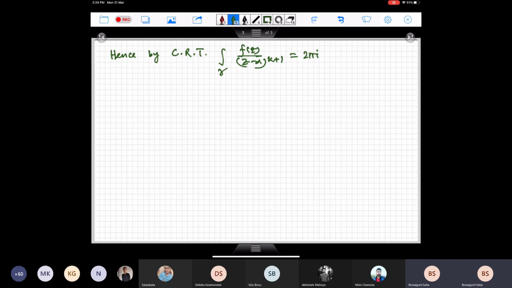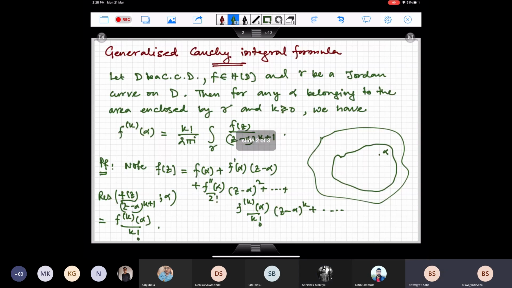2 pi i times the winding number of alpha and the residue at alpha. But here I am taking a Jordan curve. So what will be the winding number? The winding number will be 1, because alpha belongs to the area enclosed by gamma. So therefore the winding number is 1 and the residue is the kth derivative at alpha divided by k factorial.